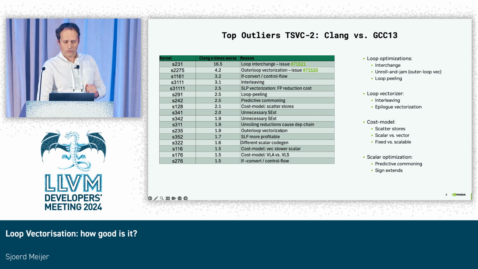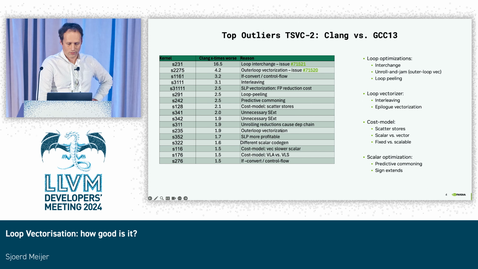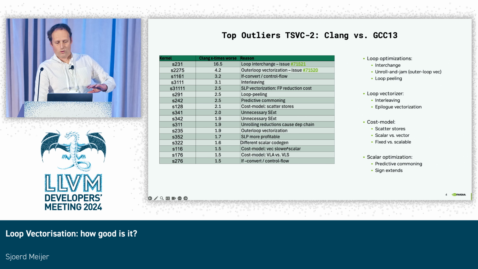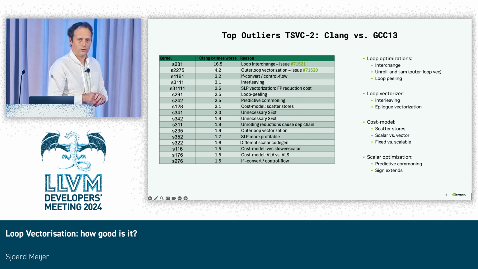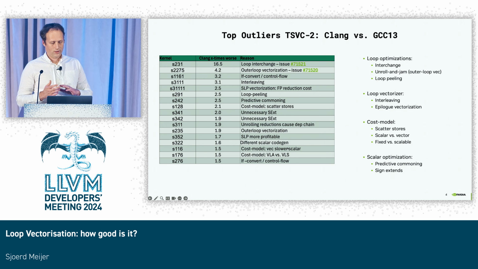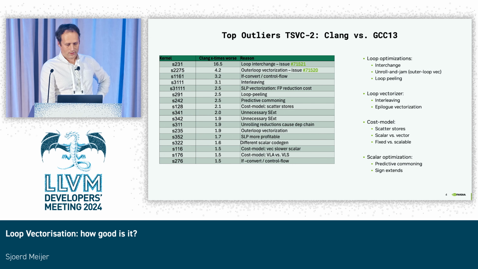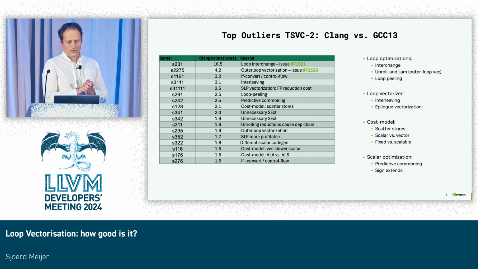Again, we have a case of outer-loop vectorization, which is good for 2x regression, the SLP vectorizer, and all sorts of issues related to cost model where we should vectorize or we shouldn't, and that results in 1.5x regressions. So that was our list.